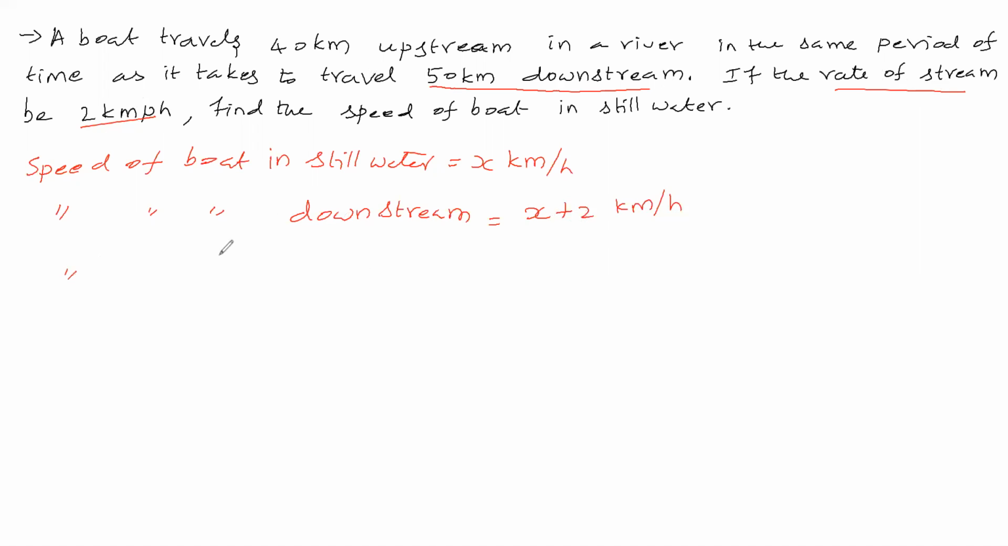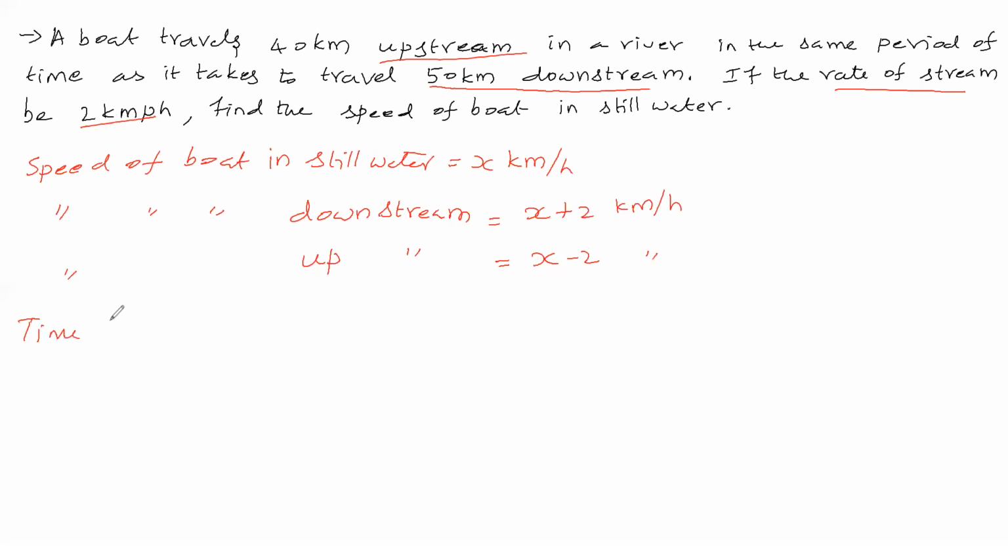Then upstream we will see. Upstream means x minus 2, because up means slow, down means fast. Because the rate of stream is 2 kilometer per hour, upstream means x minus 2, downstream means x plus 2. Down means fast, therefore plus 2. Up means slow, therefore minus 2. Still water means no down and up, therefore x. Now we will see time taken.